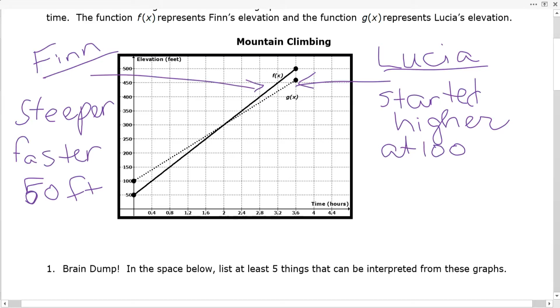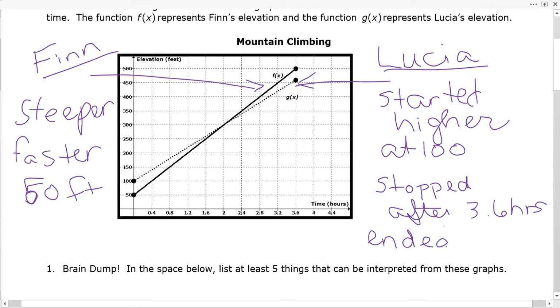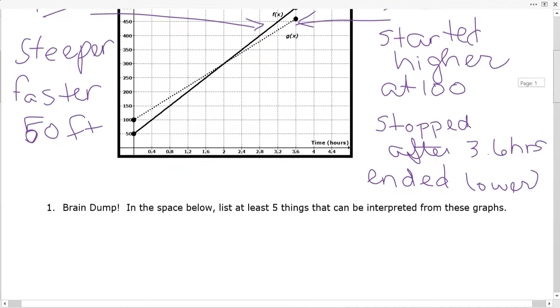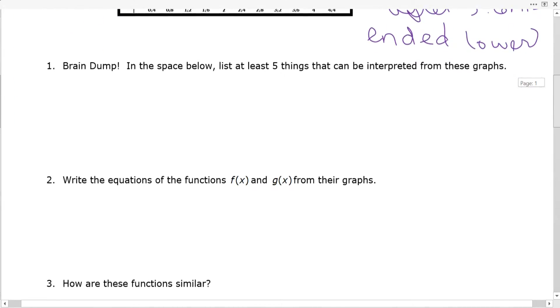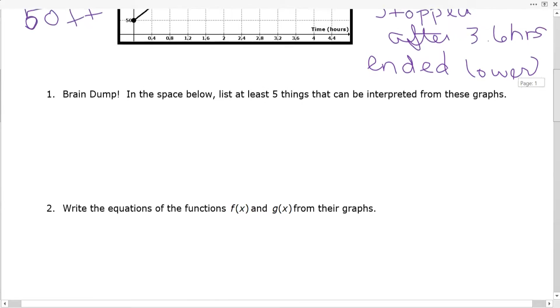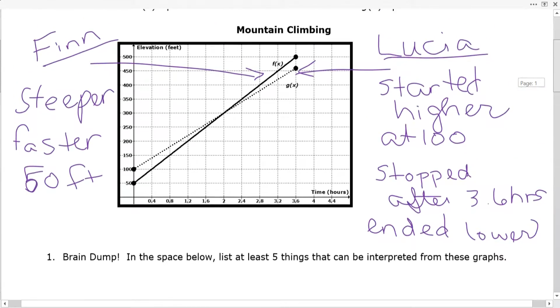Okay. They both stopped after 3.6 hours. But Lucia started higher and ended lower. You may have noticed a couple other things, and that's totally cool. But what we're doing is just seeing there's a lot of things we can interpret from the graph. So let's write the equations.